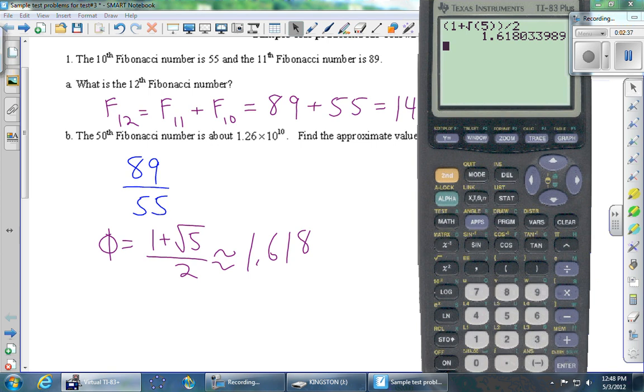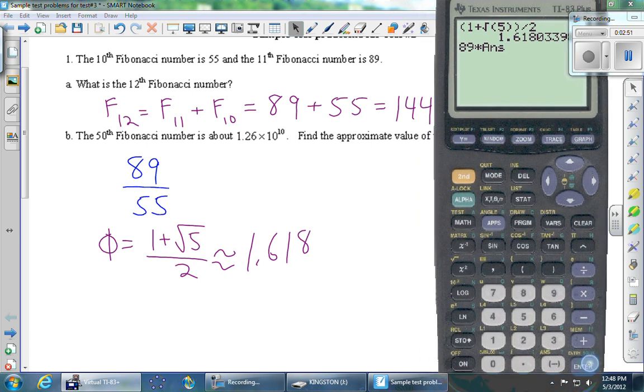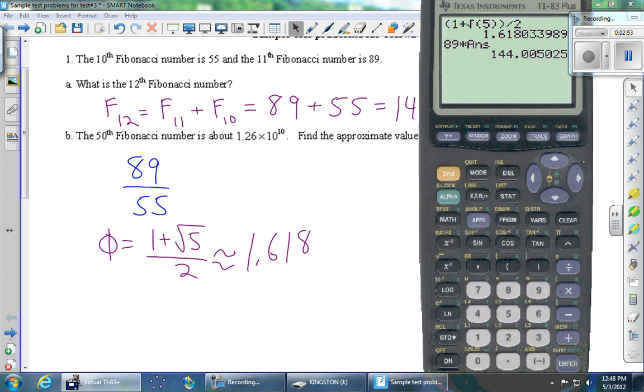And the idea is that if you multiply that number by a Fibonacci number, for example, if I take 89 and multiply it by that number, well, I should get something really close to the next Fibonacci number. It should be very close to the 144 that we found before. And that's quite close indeed. So the trick here to find the next Fibonacci number given a single Fibonacci number is to just multiply that Fibonacci number by phi, by this golden ratio.